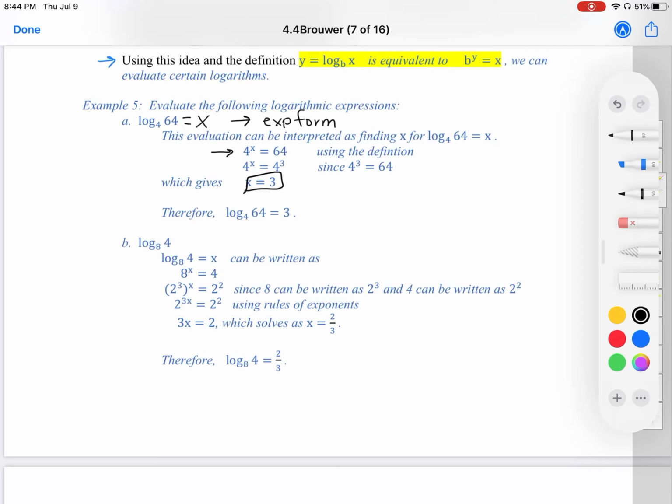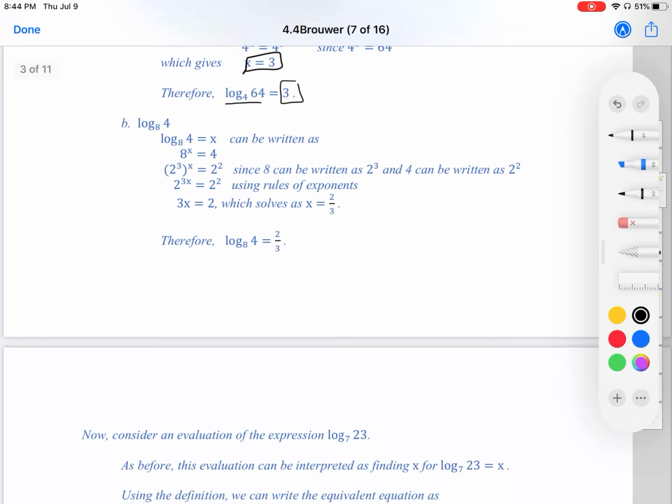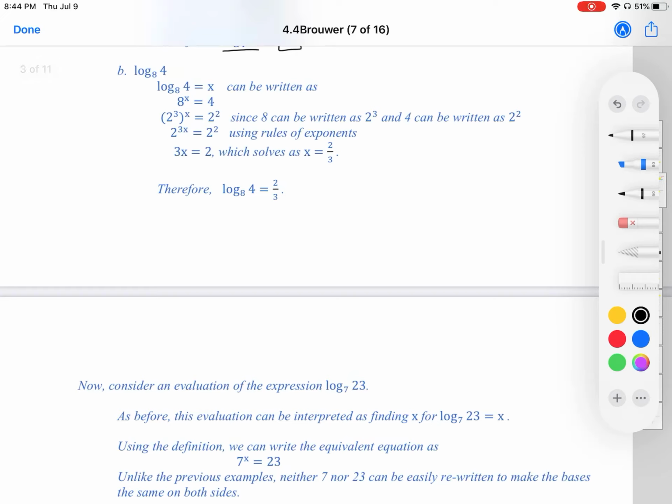So our answer to log base 4 of 64 would equal 3. Now, log base 8 of 4. What is our answer? If we write it in exponential form, this would be 8 to the x power equals 4. This one might be different and harder to think about, so our next idea would be to write them in the same base.